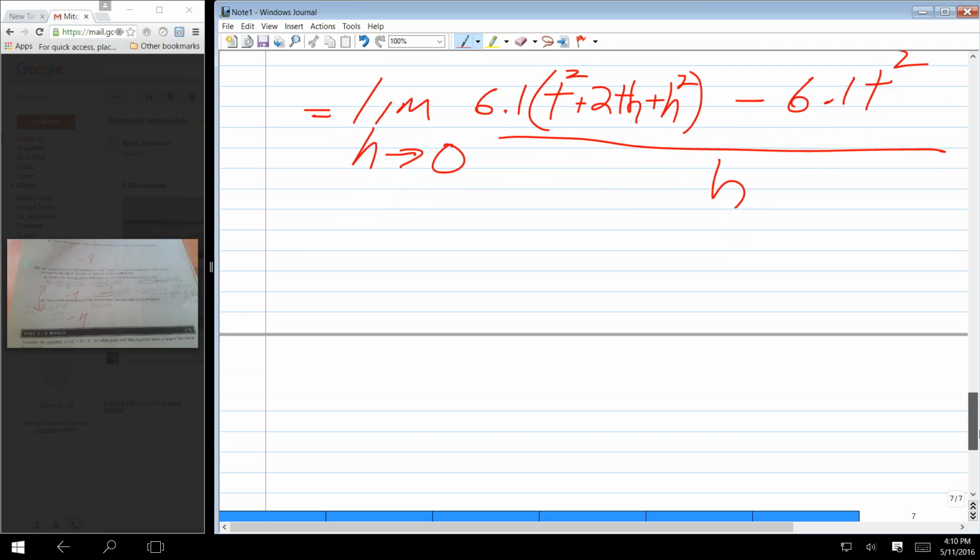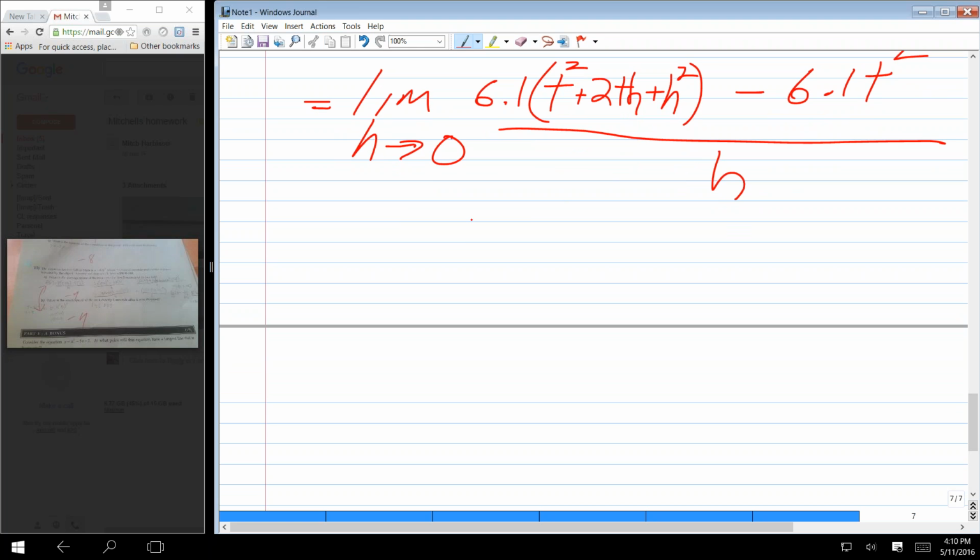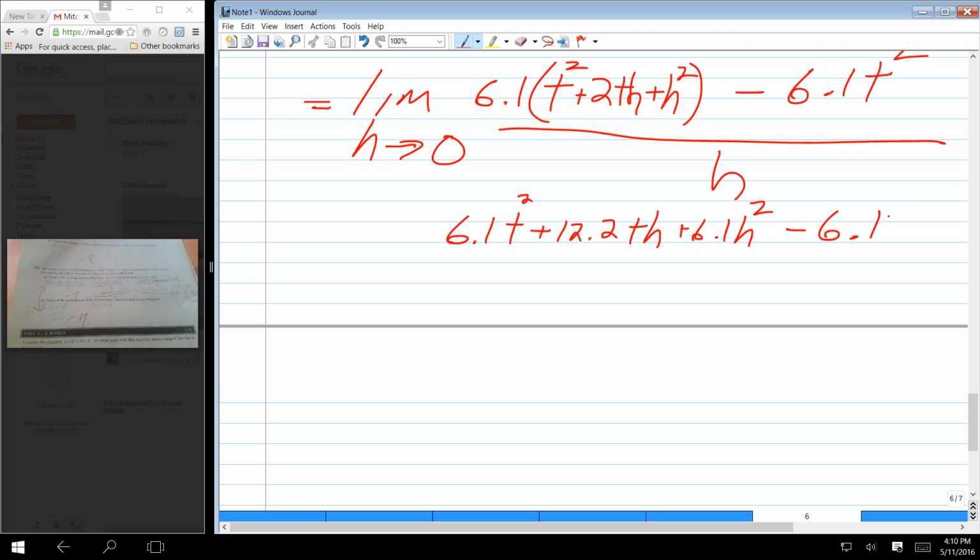Now let's distribute this. So this becomes 6.1 t squared plus 12.2 th plus 6.1 h squared. That's just multiplying that out. Minus 6.1 t squared all over h.